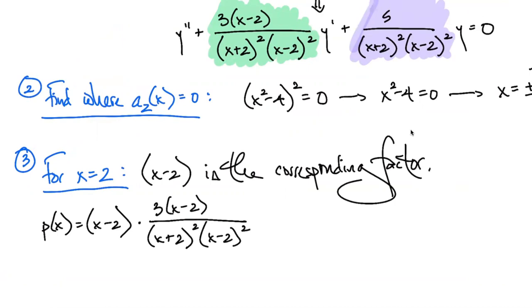Okay, so I've taken my capital P of x and multiplied it by that factor. And we'll notice that quite a few things actually reduce. In particular, we have an x minus 2 that reduces with the x minus 2 squared. Okay. Now, what do we have left? We have 3 over x plus 2 squared.